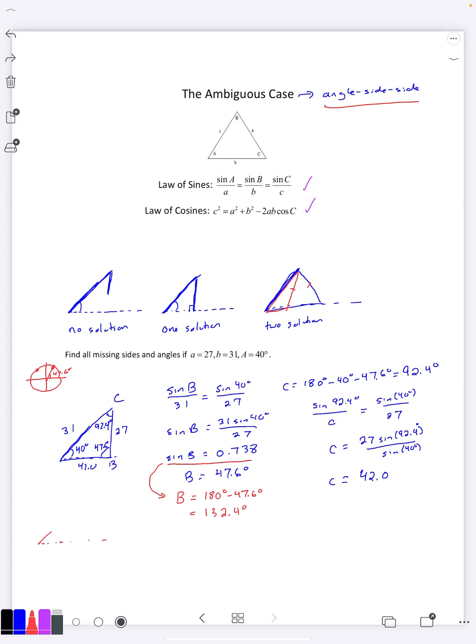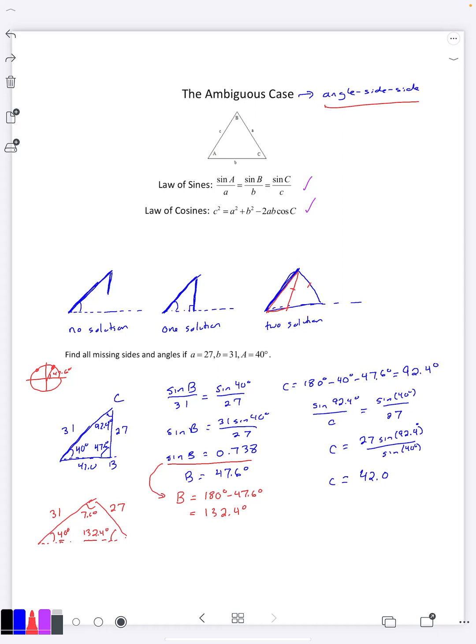And we want to check, is it possible to draw the triangle with this new angle? So let's put down the sides that we knew here. And this time we're saying that angle B is 132.4. And the question is, would this possibly happen? Could we actually have this in our triangle? And we can check 132.4 and 40. That does actually work. You would have a missing angle of 7.6 degrees.